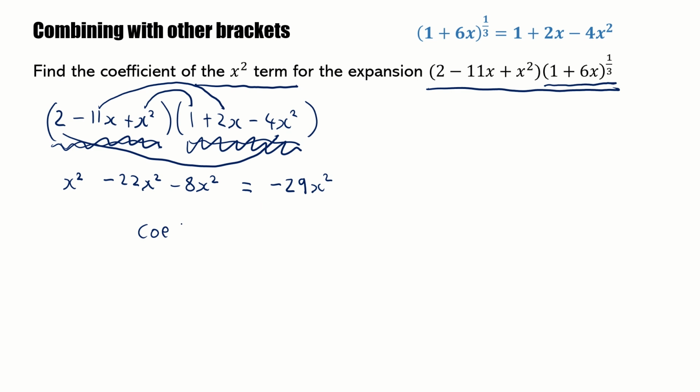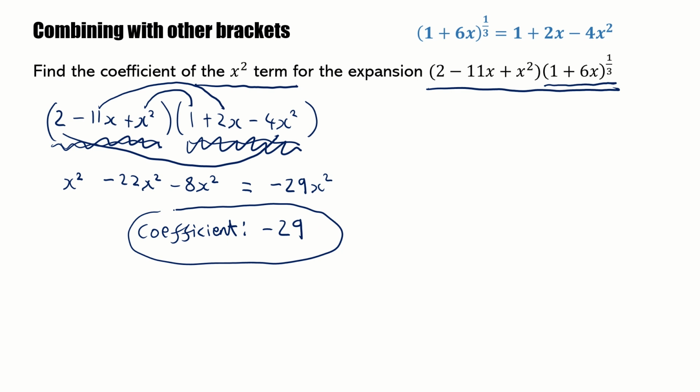So therefore the coefficient is the final answer, as they only ask for the coefficient. Make sure we show we understand what a coefficient means. It's just a number in front of the algebra. So the final answer is minus 29.